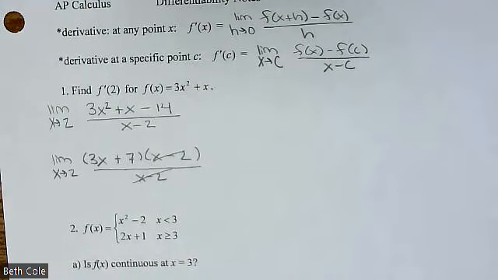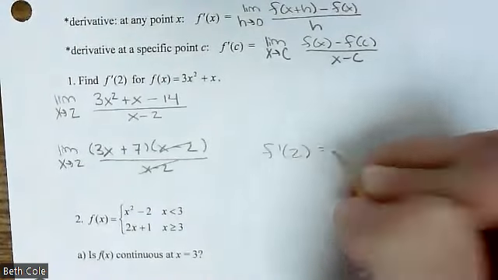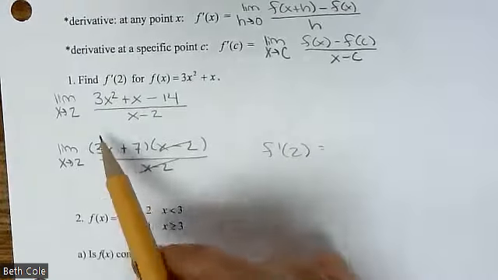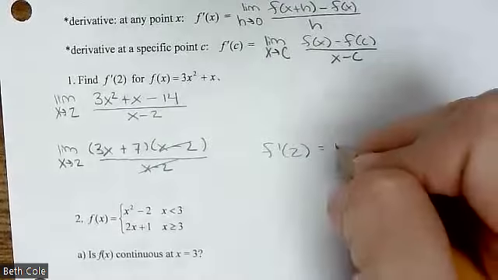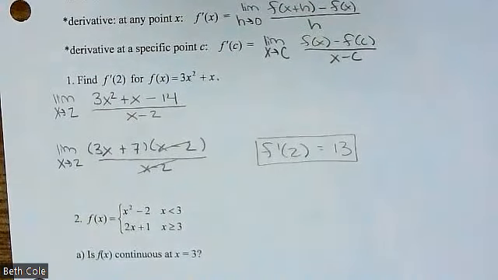So what's your last step? Plug in. Okay, so f prime of 2, instantaneous rate of change, slope of a tangent line at 2, will be what? What do you get if you plug in 2 to that? 13. Okay, so we got the derivative at one specific point.